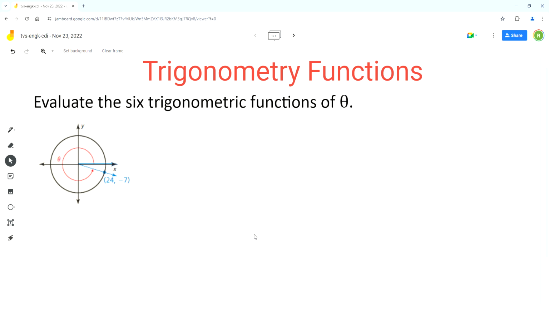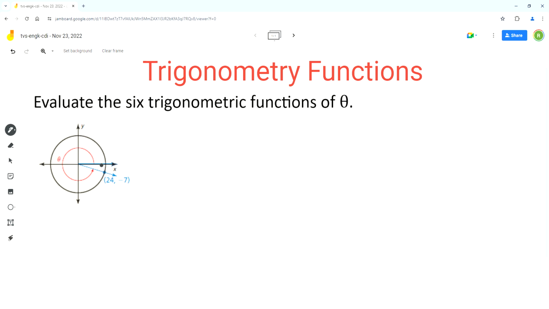So in this video, we'll solve this problem using the concepts of trigonometric functions. As per the problem, evaluate the 6 trigonometric functions of theta. So let's analyze the given diagram.